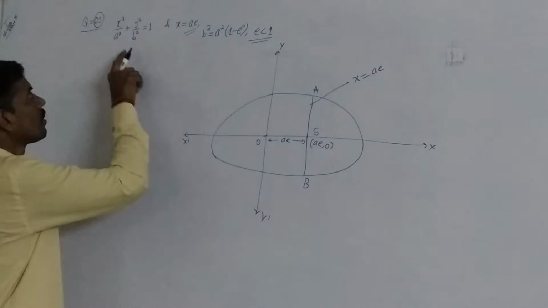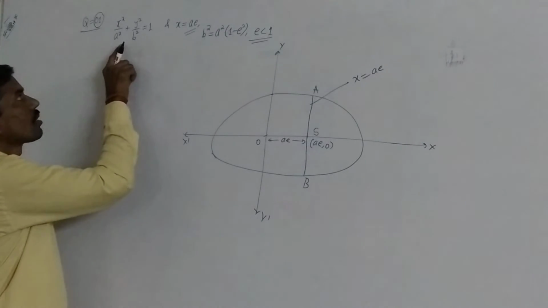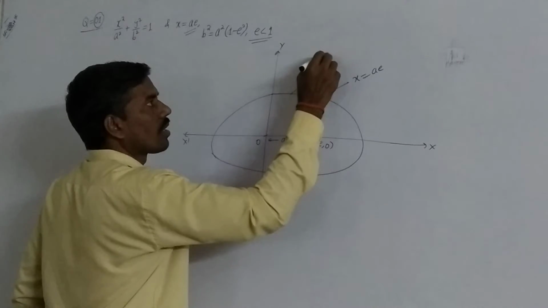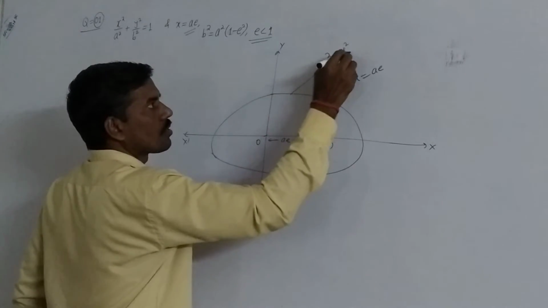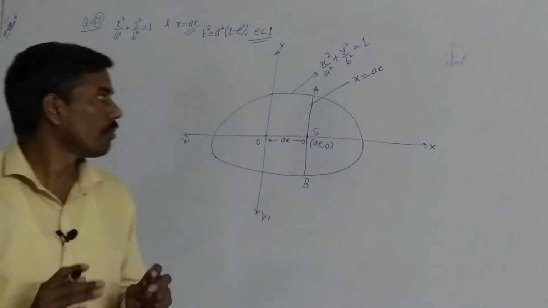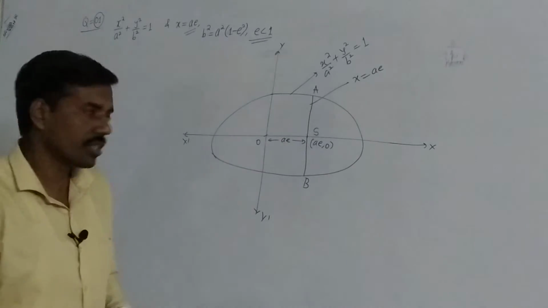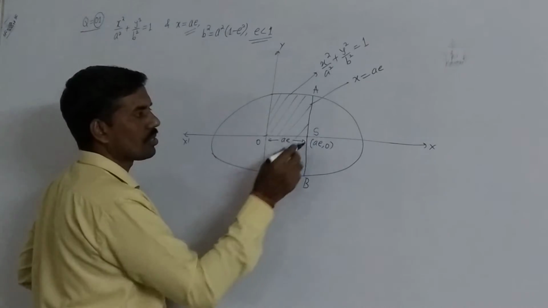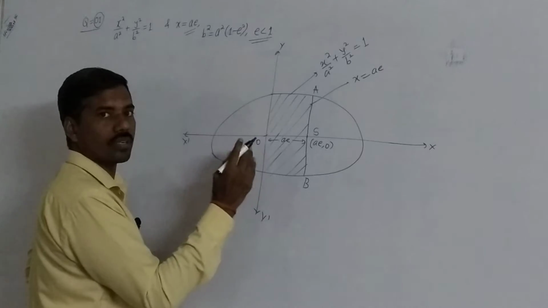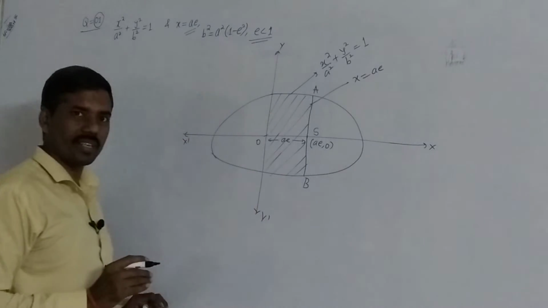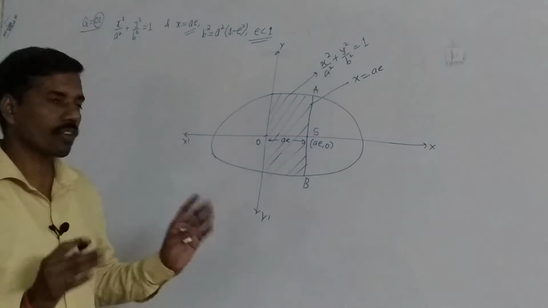Okay, we have to find the area enclosed between curves. First curve is the ellipse, that is x square upon a square plus y square upon b square is equal to 1. Okay, now we need the area between these two. So what is the common region? The common region is this. We want the common region between the curves and x is equal to AE. Okay, the common region between them is this.